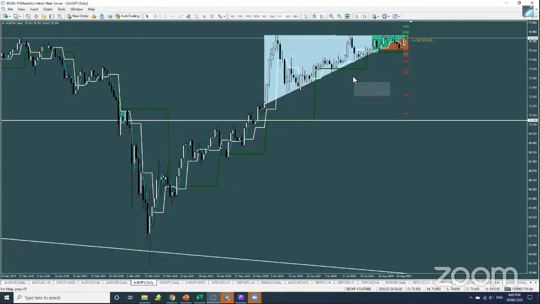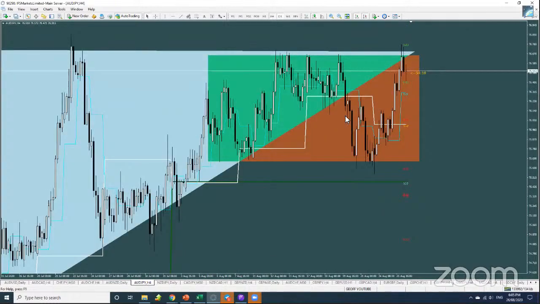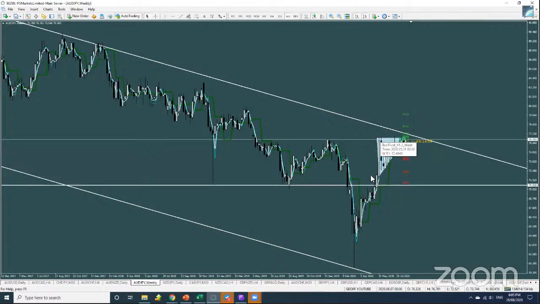Righto, 4-hour chart for Aussie yen. Now, I know that there are a lot of bulls about on Aussie yen. I'm not one, at least not yet. And we've been looking at this massive ascending triangle for the longest time, right? Now, what's happening here is we're coming back and having another look at that level.